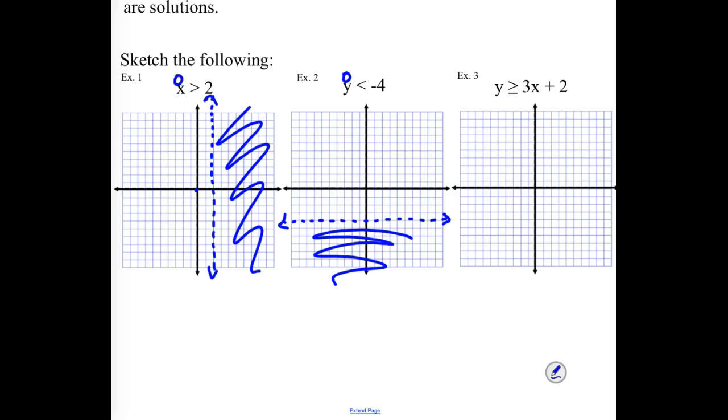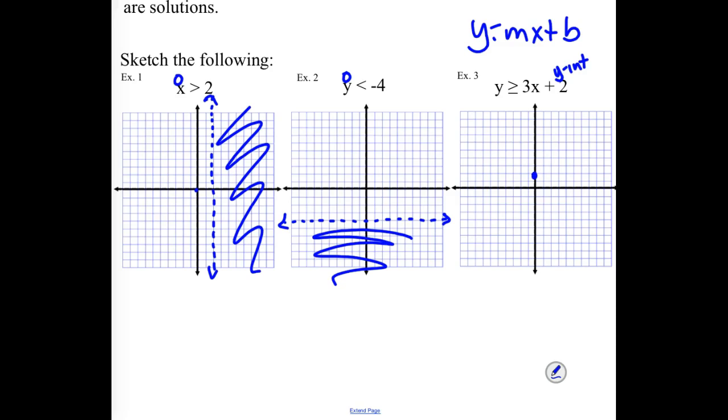All right. Example 3 has two variables now. So we aren't looking at vertical and horizontal lines, we're looking at the slanted lines, sometimes referred to as oblique lines. Okay? Picture y equals mx plus b. Is it in that same format? So where would we start this graph? At 2. 2 is your y-intercept. So we're going to cross the y-axis at 2.